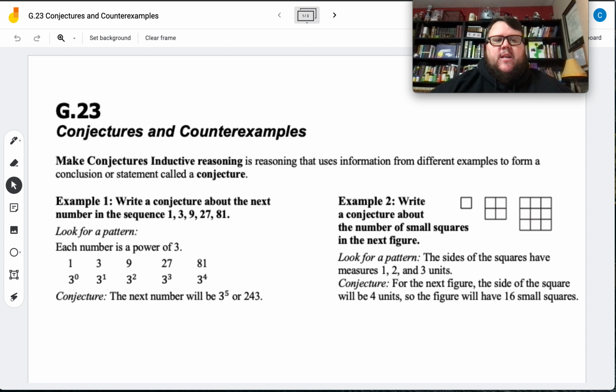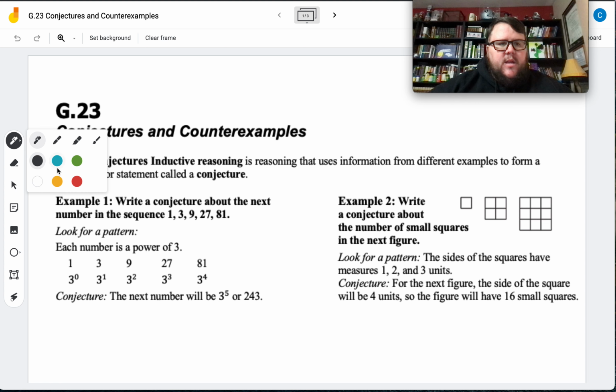A conjecture is when you use inductive reasoning, which is reasoning that uses information from different examples to form a conclusion or statement called a conjecture. Essentially you're going to be given a pattern. You have to decide what that pattern is, and then the conjecture is the next symbol, the next number in the sequence, or the next figure. So we have two examples here.